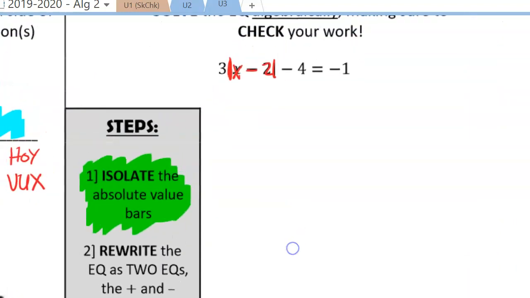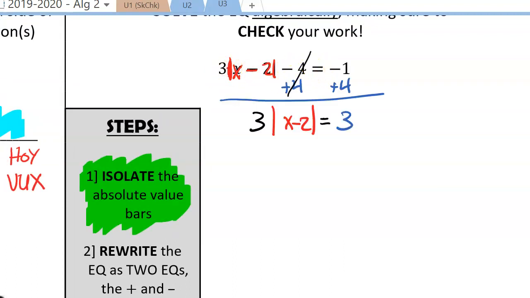So to do that, I have the option of dividing by 3 to undo this multiplication or adding 4 to undo the subtracting 4. So we're going to start by adding 4, giving us 3 times the absolute value of x minus 2 is equal to 3.